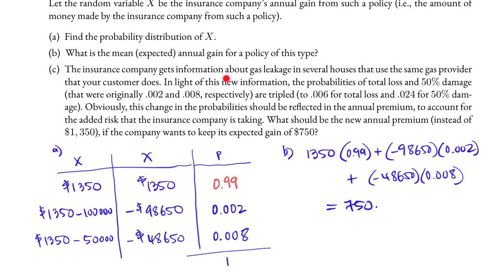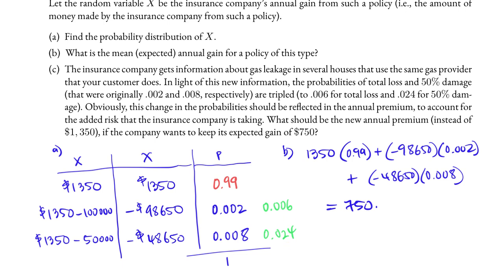Part C. The insurance company gets information about gas leakage in several houses that use the same gas provider that your customer does. In light of this new information, the probabilities of total loss and 50% damage that were originally 0.002 and 0.008 respectively are tripled. And so the new probabilities are now 0.006 and 0.024 for total loss and 50% loss respectively.